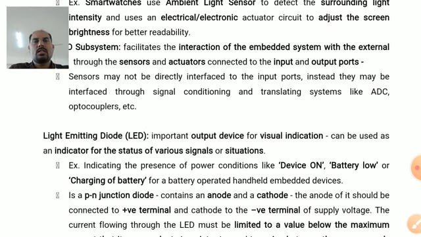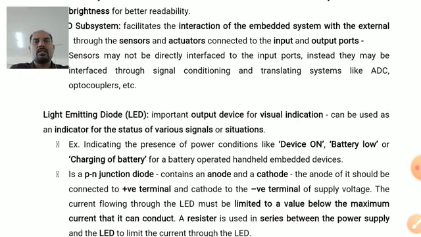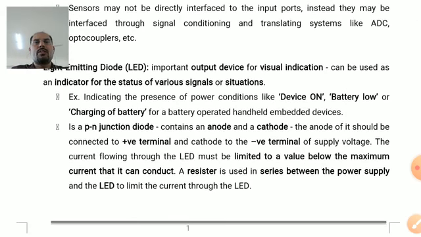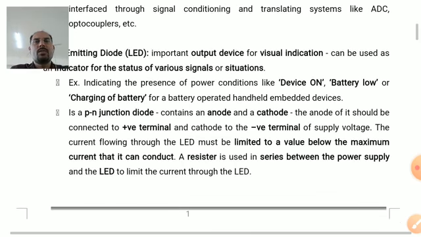Let us discuss some of the output devices. The first one is the light emitting diode, abbreviated as LED. It is one of the important output devices. It is used for visual indication, for indicating the status of various signals or situations. For example, indicating power conditions like device on, battery low, and charging of battery, for battery operated handheld embedded devices. What is this?